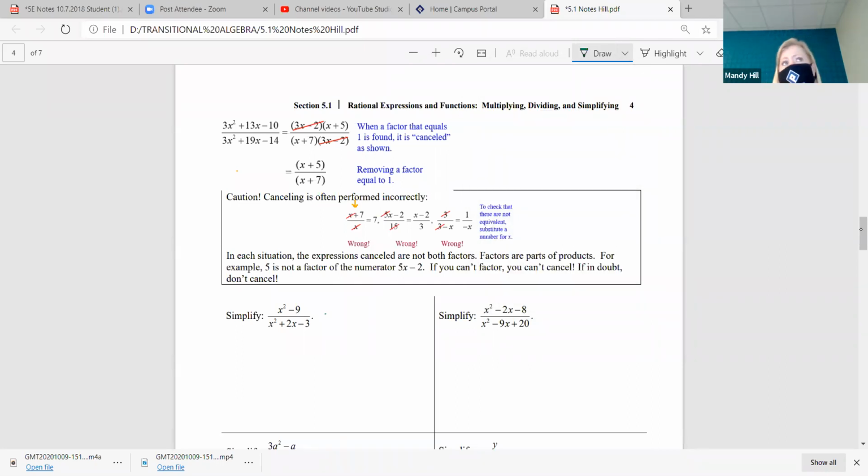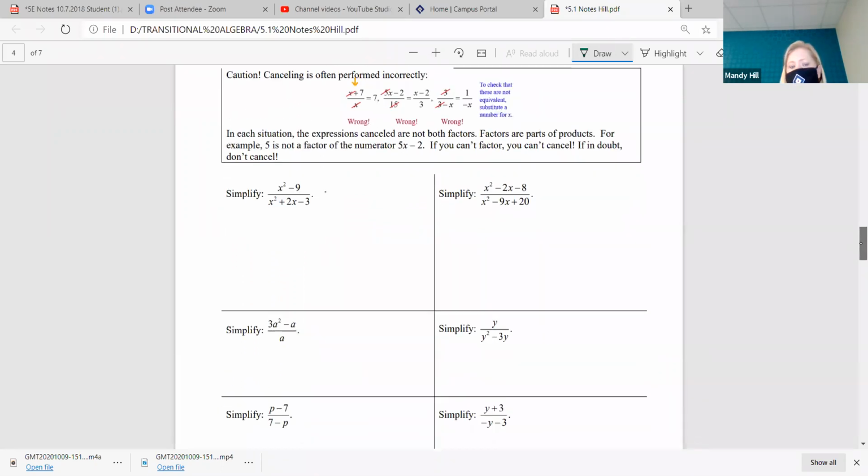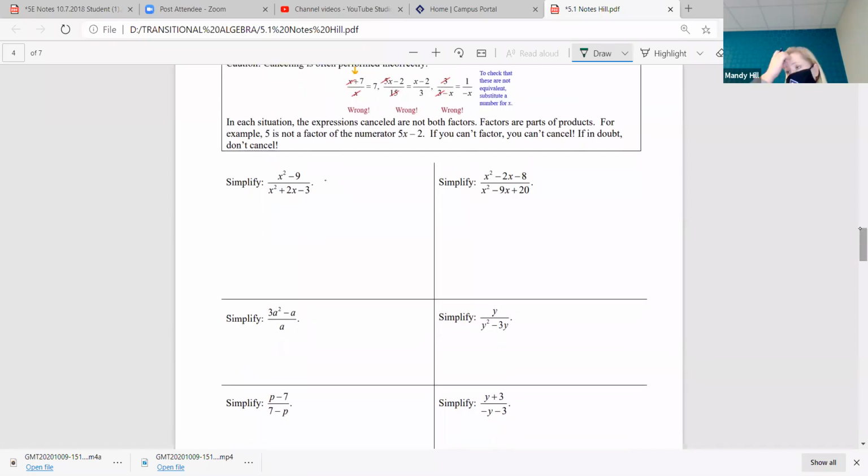X squared minus 9. Please feel free to stop me if you're confused about something, and I will definitely stop. But we've already gone over the factoring part of this, so I'm not going to go back and teach it unless you have a question. I'm going to go straight to factoring. X squared minus 9 is the difference of squares, and we did this in chapter 4. So I know that x squared minus 9 is really x minus 3 times x plus 3.